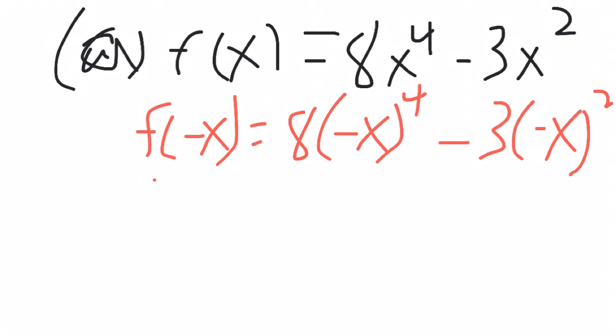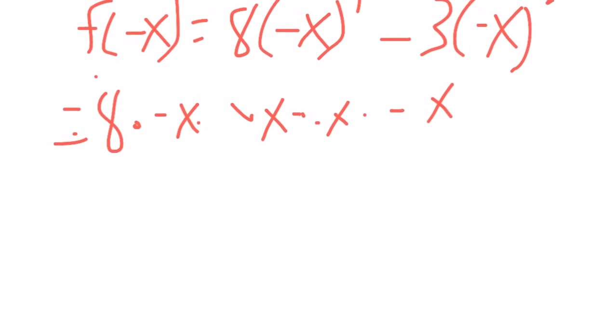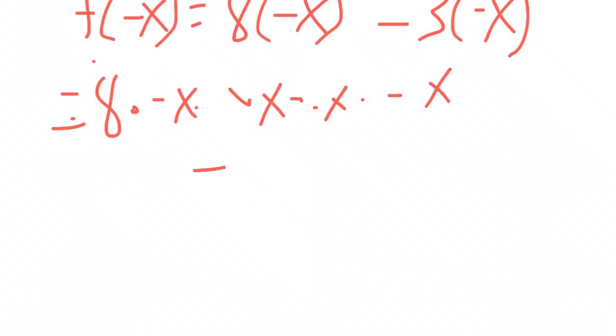Now negative x to the fourth. Remember, that's 8 times negative x times negative x times negative x times negative x. Minus 3 times negative x squared. Remember, that's just negative x times negative x.